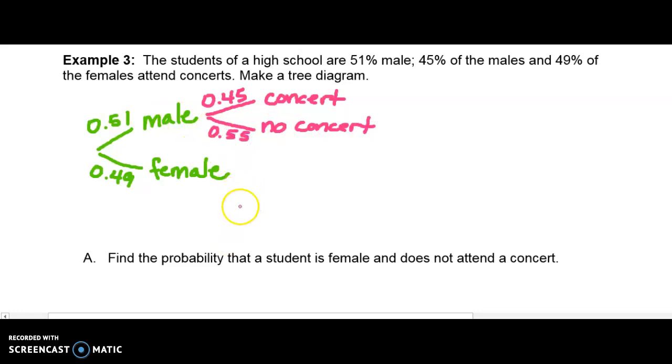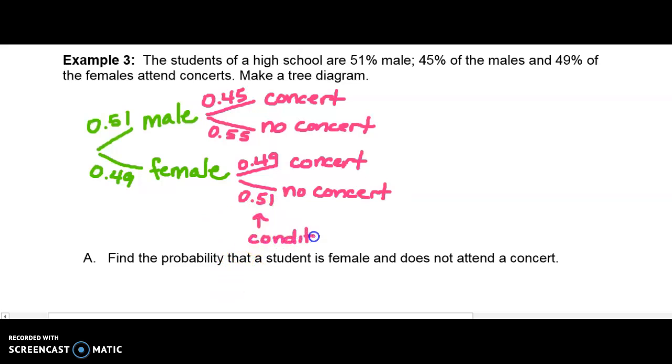And then, again, the condition of being female, we would have them going to concerts. If you're female, it says 49% of the females attend concerts. So a little bit higher. And then we would have no concert, so that would be 51%. Okay, again, just to make sure I was clear on the last example, the pink here is the conditional probability, and the green is the actual condition.